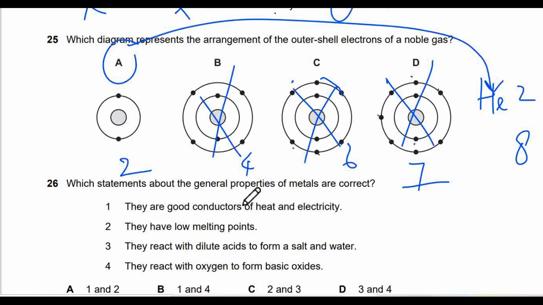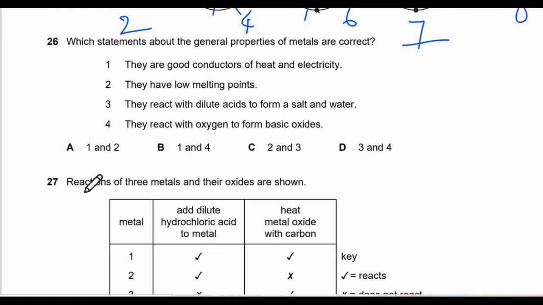Complete electron configuration. Question 26. Which statement about the general properties of metals is correct? They are good conductors of heat and electricity. This is the answer. And they have low melting point? No, they have high melting point. They react with dilute acid to form salt and water? No, they react with dilute acid to form hydrogen. So 3 is wrong.